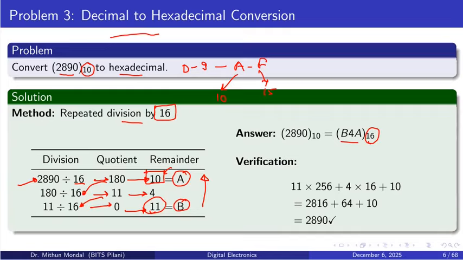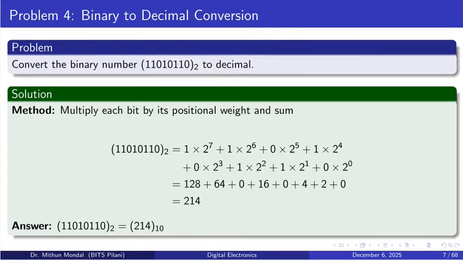If we want to cross validate this, the positions here are 0, 1 and 2. So this one will have 10 into 16 to the power 0, then we have 4 into 16 to the power 1, and 11 into 16 to the power 2. So what we get is 2890, which matches with our answer. We can cross validate similarly with other systems also.